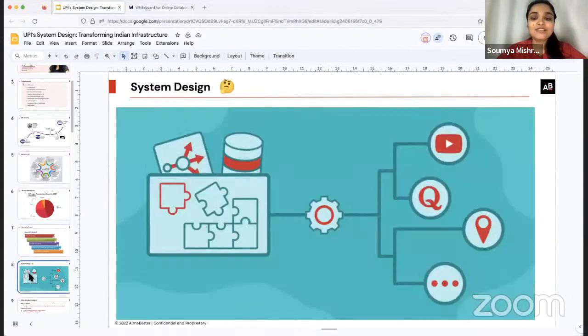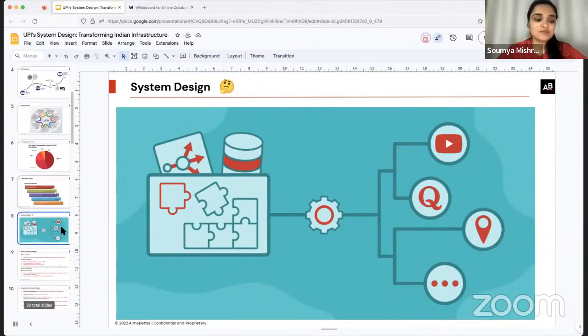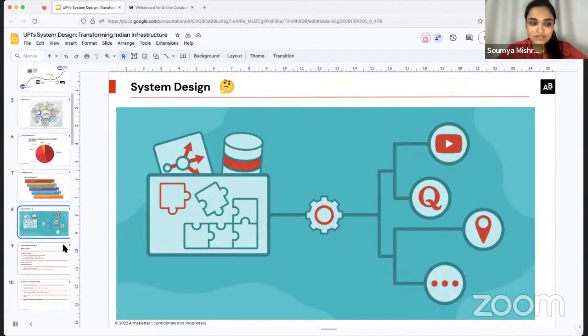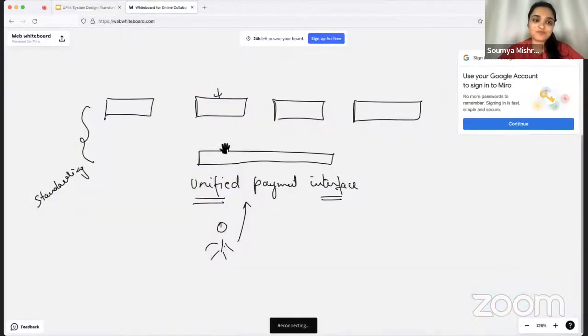Now let's talk about system design. Have you heard this term system design before? If yes, what do you mean by it? What do you mean by system design, guys? Okay, no worries. Let's break the thing into two parts.